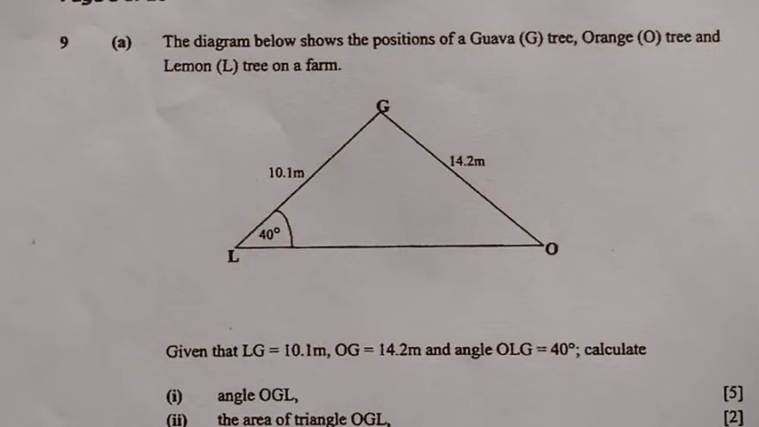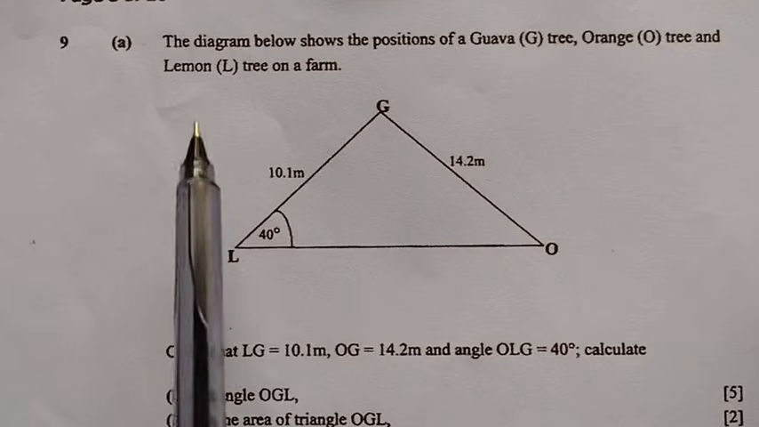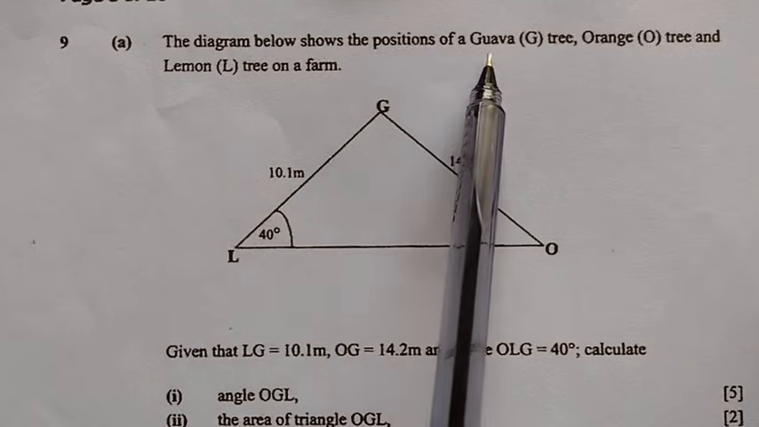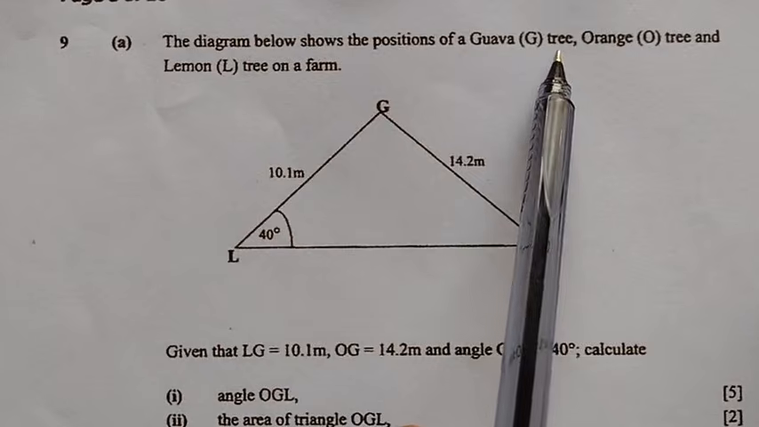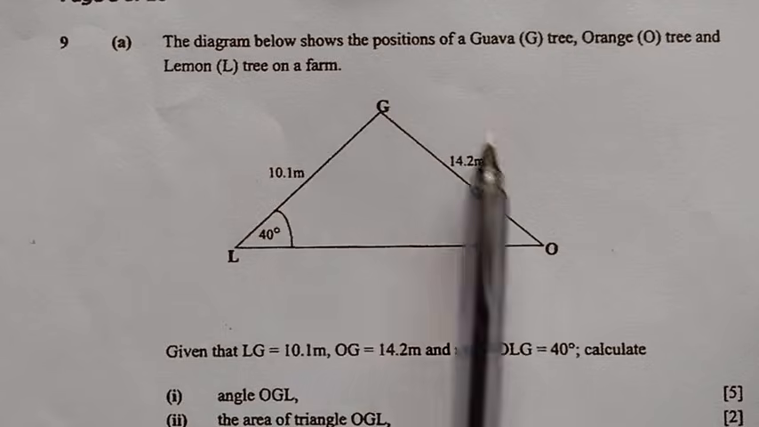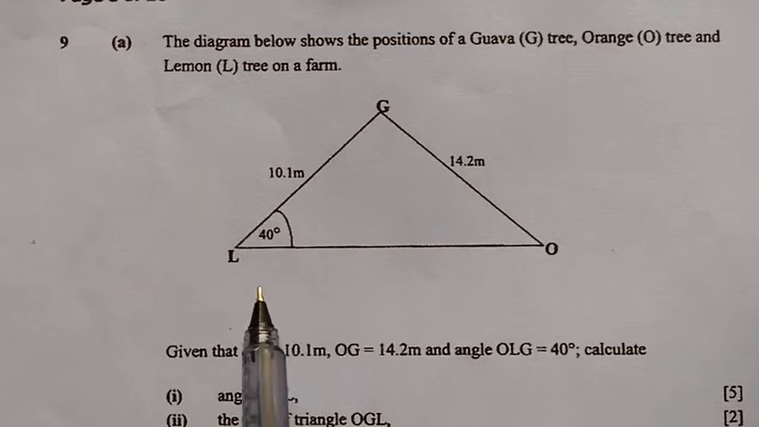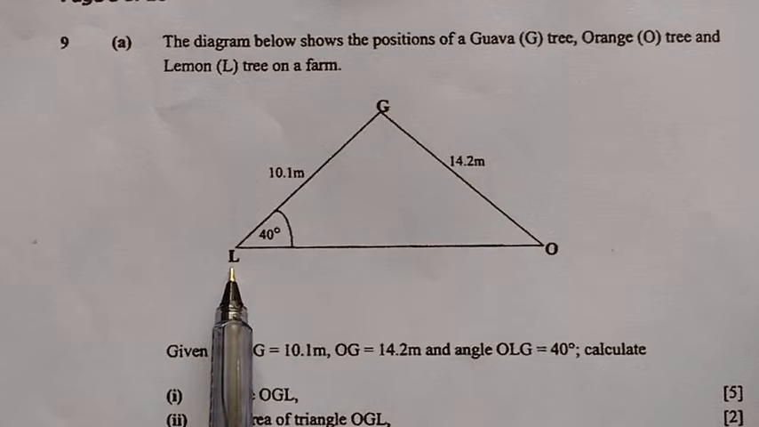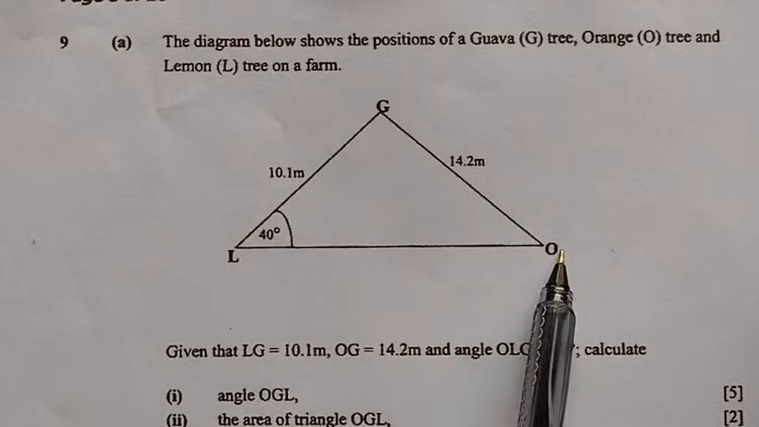So right here with me, I've got a question that came in mathematics paper 2 for 2020 external candidates. This question is coming from the topic called trigonometry. The question reads, the diagram below shows the position of a guava tree, orange tree, and lemon tree on a farm. So this is the diagram that is showing these trees: lemon tree, guava tree, and orange tree.